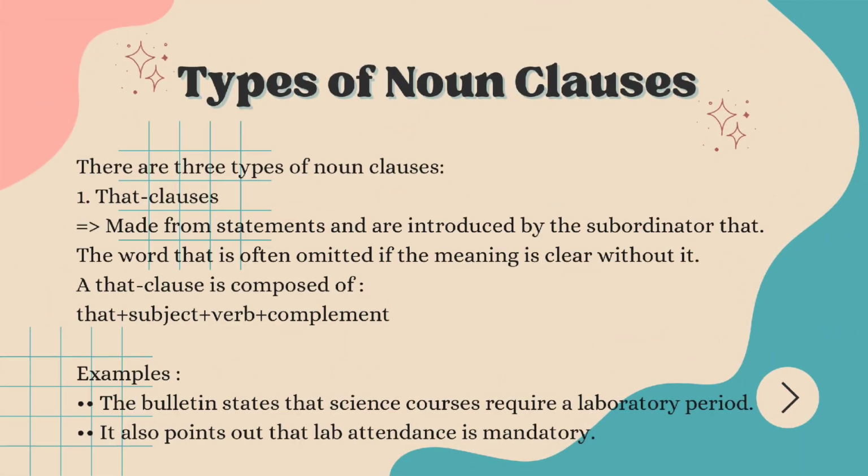Types of noun clauses. There are three types of noun clauses. The first is that clauses. That clauses are made from statements and are introduced by the subordinate "that." The word "that" is often omitted if the meaning is clear without it. A that clause is composed of that plus subject plus verb plus complement.